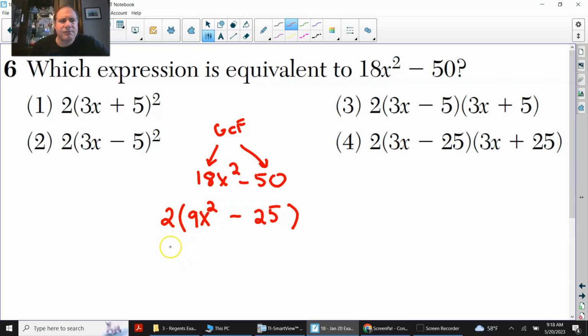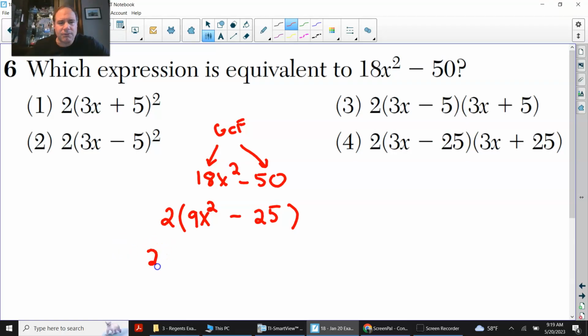Now I pulled out the 2 as a greatest common factor, and now inside the parentheses, I noticed it's like a difference of squares. And when we're talking about a difference of squares, we're talking about perfect squares. All right, 9 is a perfect square, 25 is a perfect square.